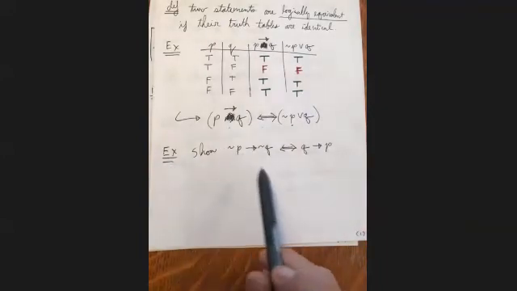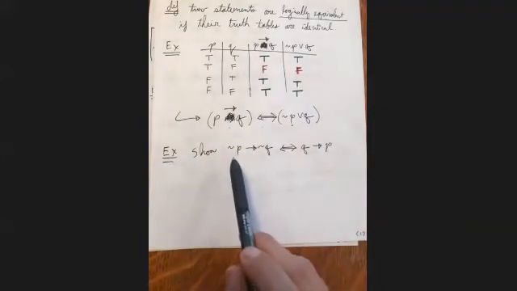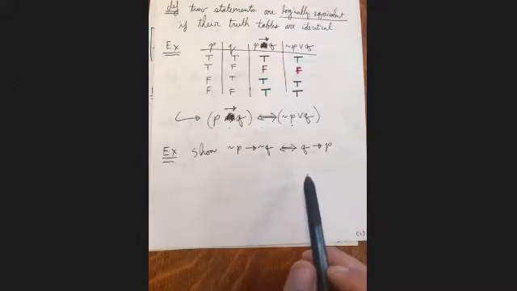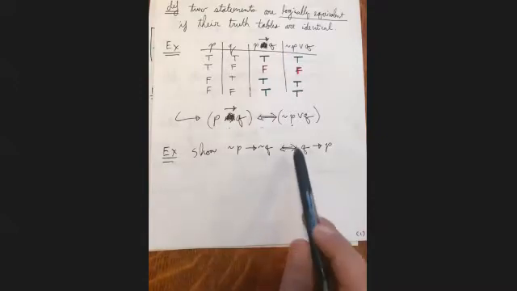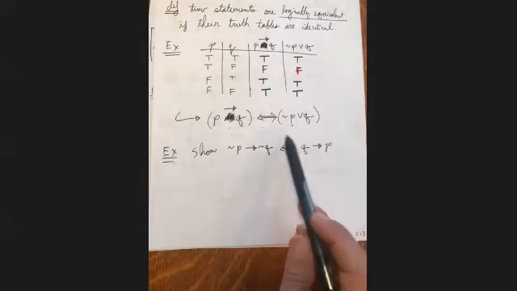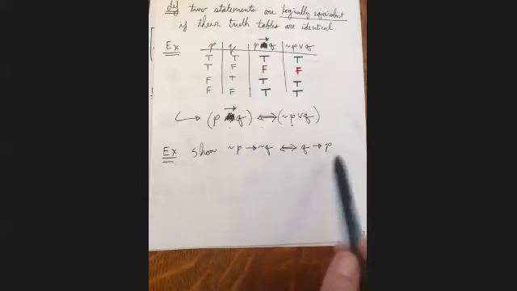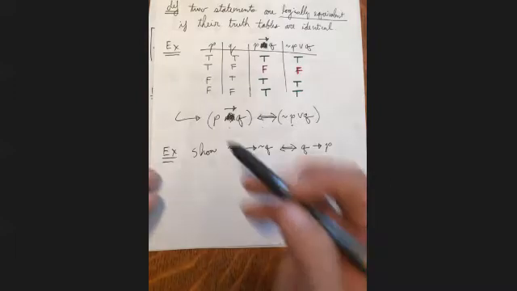So let's look at an example. We have two statements here. Not P implies not Q, and Q implies P. We want to show that these two things are logically equivalent. So when we put that symbol there, we're saying this, whenever this is true, so is this, and whenever this is false, so is this. So let's see if that's true.